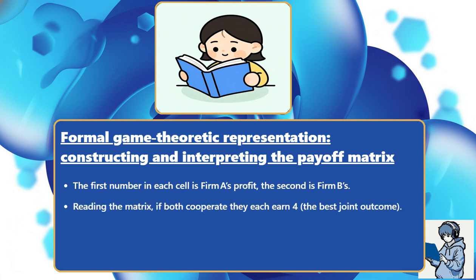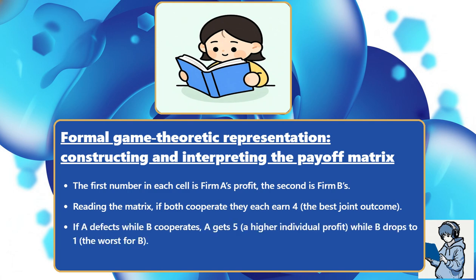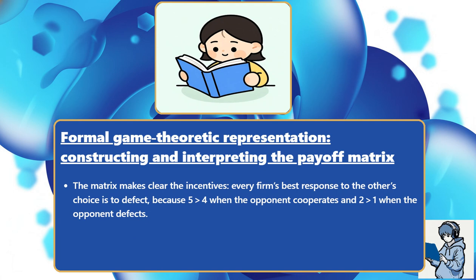Reading the matrix, if both cooperate they each earn 4, the best joint outcome. If A defects while B cooperates, it gets 5, a higher individual profit, while B drops to 1, the worst for B. The matrix makes clear the incentives. Every firm's best response to the other's choice is to defect, because 5 is greater than 4 when the opponent cooperates and 2 is greater than 1 when the opponent defects.